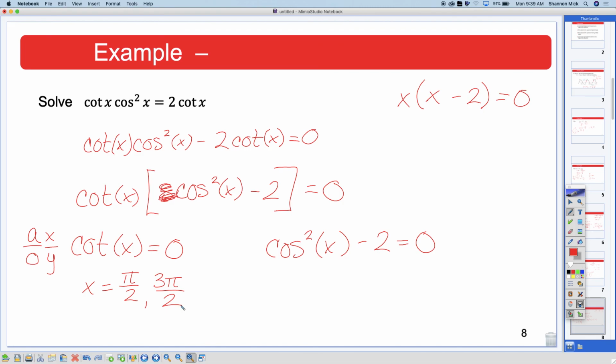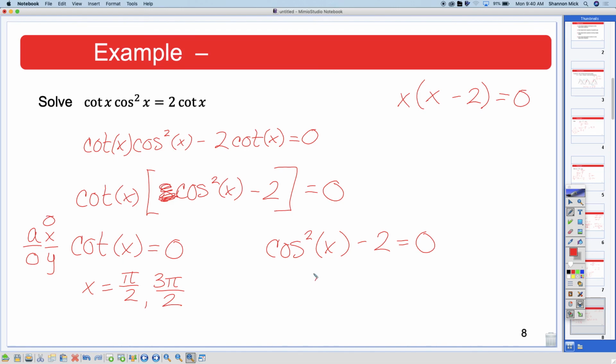Okay, now I come over here, cosine squared. How did you get pi over 2 and 3 pi over 2? Because cotangent is adjacent over opposite. So in order for us to get 0, x has to be 0, and then y would be either 1 or negative 1. So that happens at pi over 2 and 3 pi over 2. Okay, so how do I solve that one?